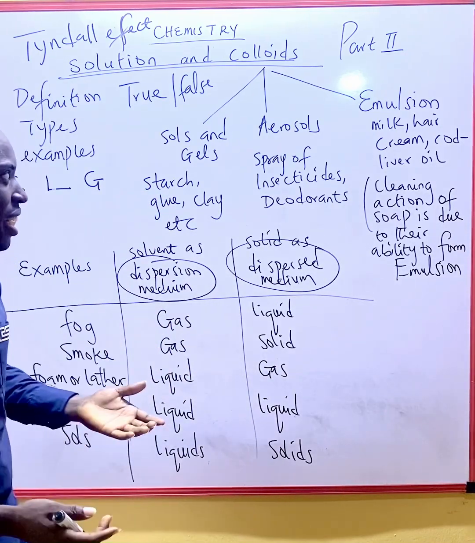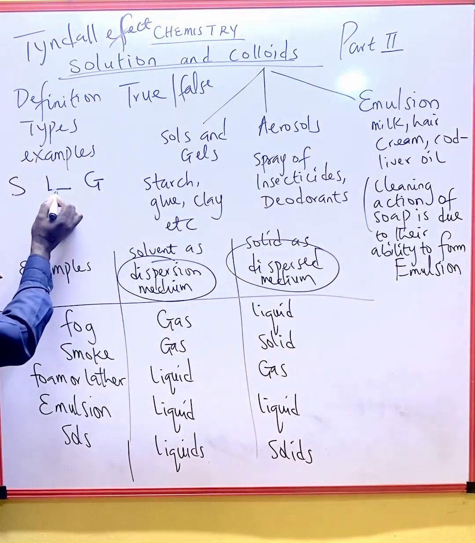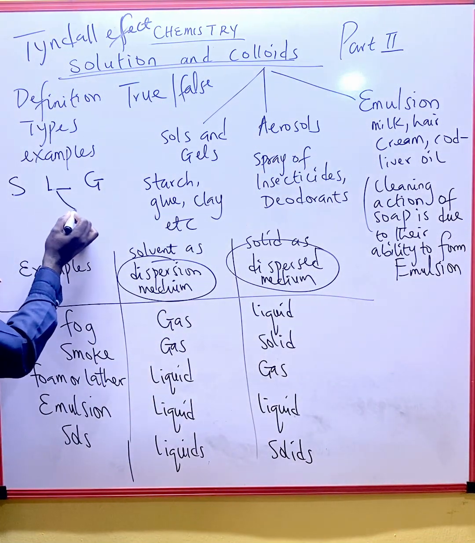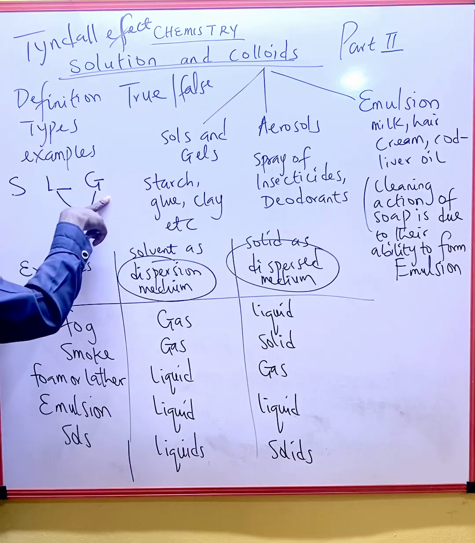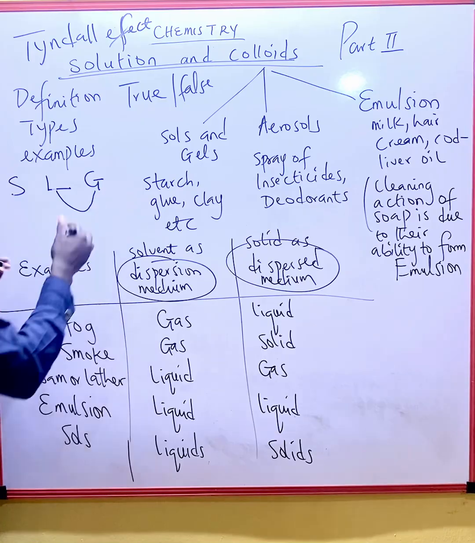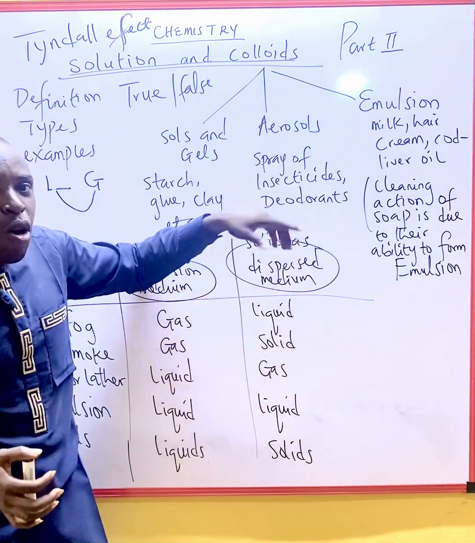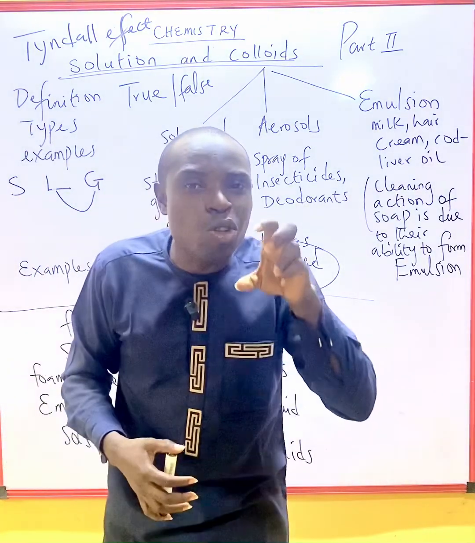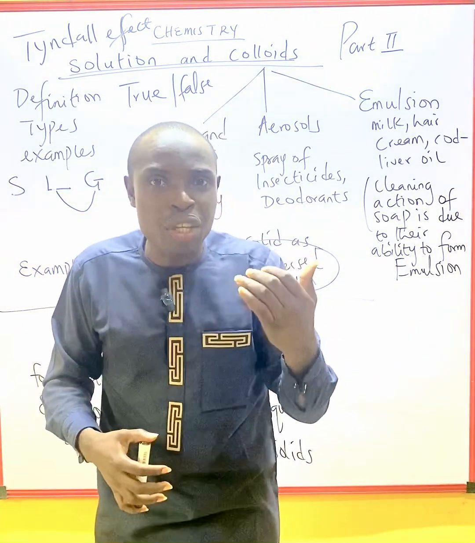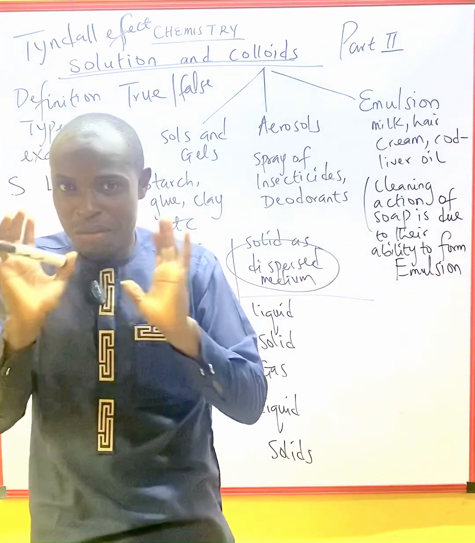There are very many. But in the case of aerosols, the liquid is dispersed in the gaseous phase. The liquid is dispersed in the gaseous state. Examples are the spray of insecticide and the deodorants coming from an aerosol can.